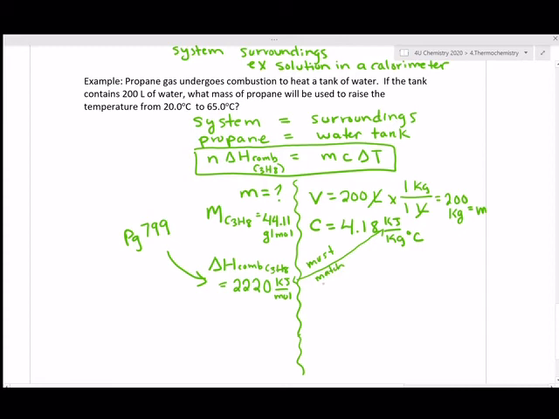Change in temperature. We're going to take the final temperature, which is 65 degrees, subtract what it started off at, and we have 45 degrees.